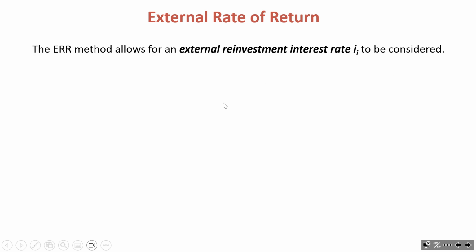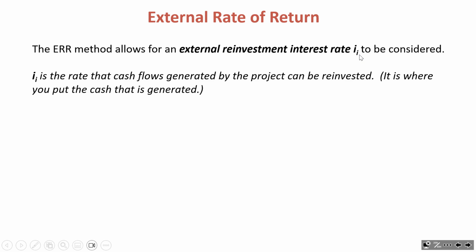So it allows you to account for the external reinvestment interest rate. So think about the Chick-fil-A owner. When they take that $1.2 million, they have to put it somewhere. The account that they put it at, or the other investment opportunity, that secondary location that the profits go, we need to know what is the interest rate of that other location, and that is I sub I, the external reinvestment rate. So it's the rate that the cash flows can be reinvested.